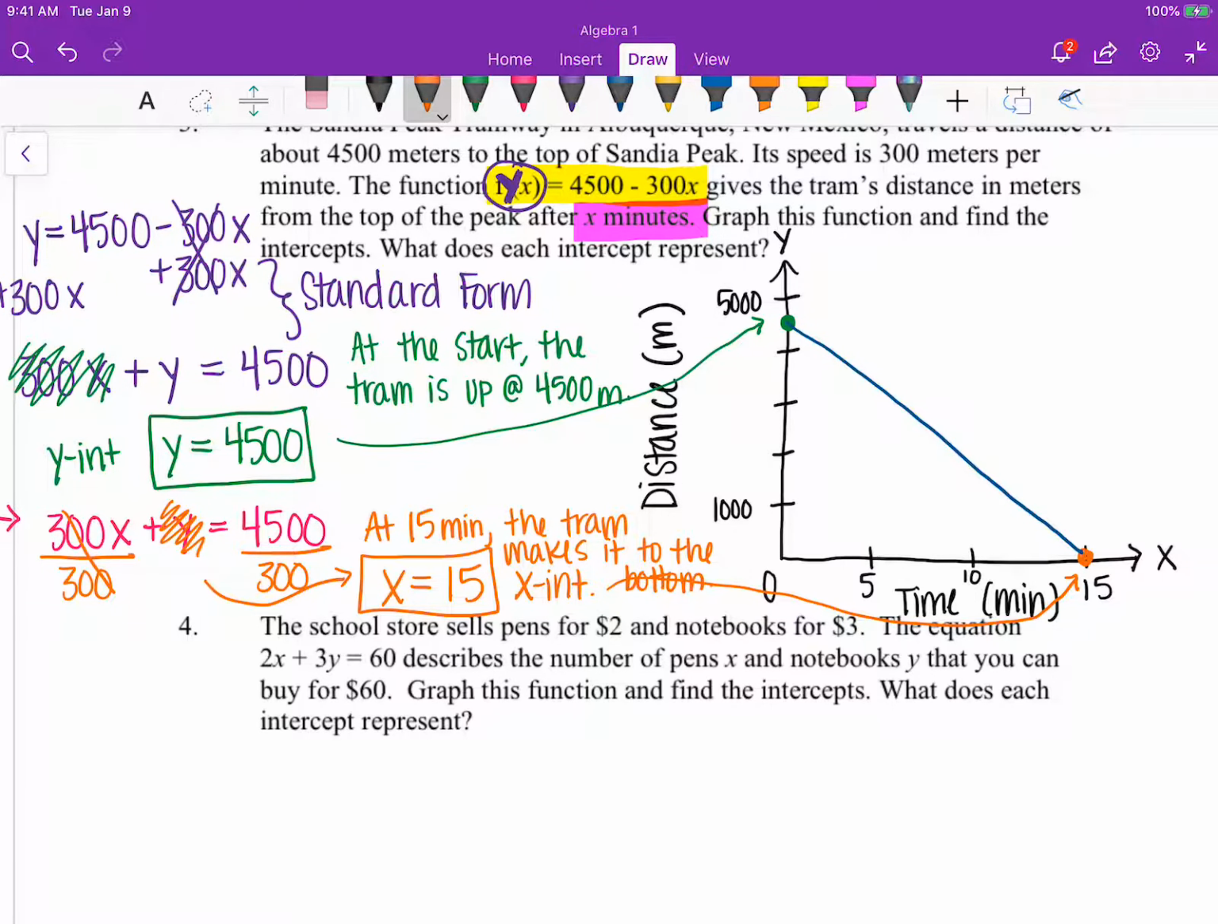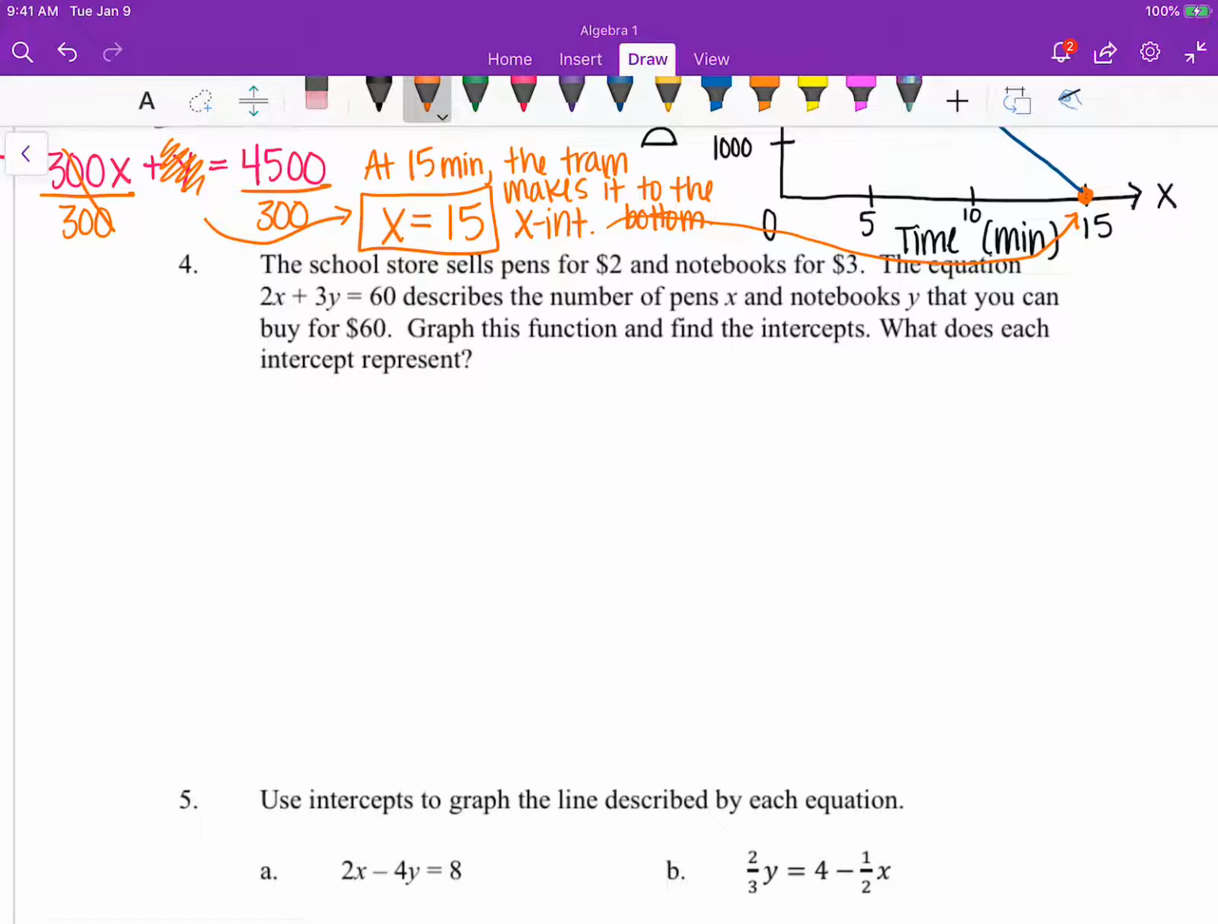Take a look at number 4. The school store sells pens for $2 and notebooks for $3. The equation 2x plus 3y equals 60 describes the number of pens x and notebooks y that you can buy for $60. Graph this function and find the intercepts and then say what each one of them represents. The nice part is for this equation, it's already in standard form.